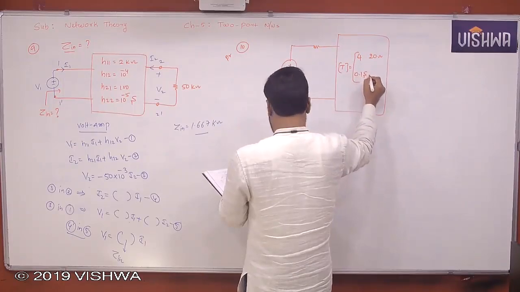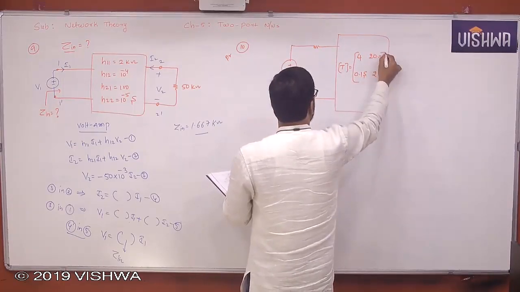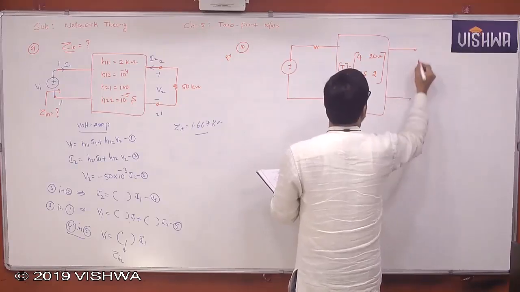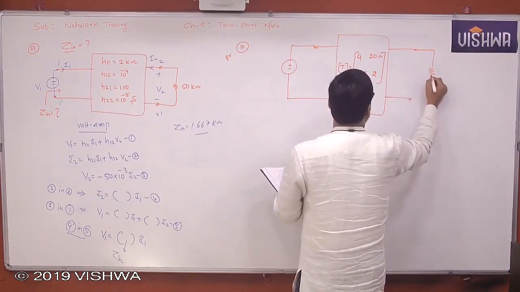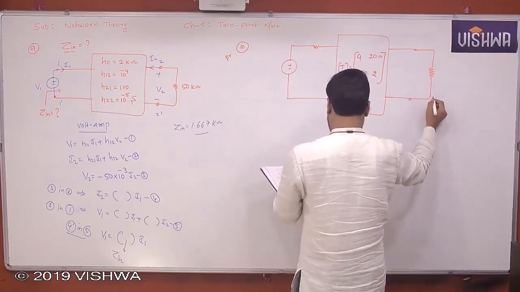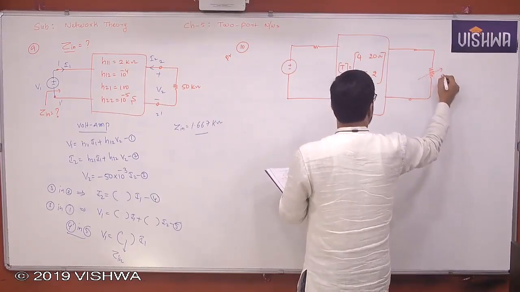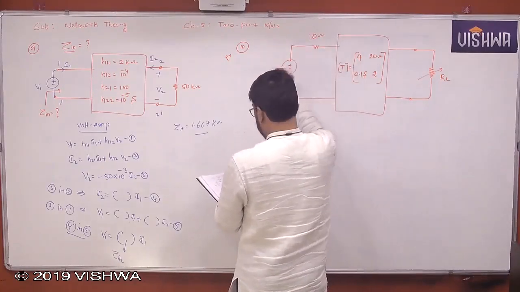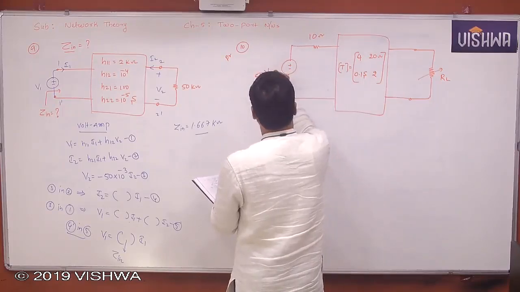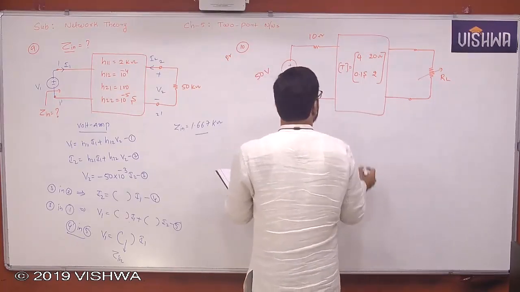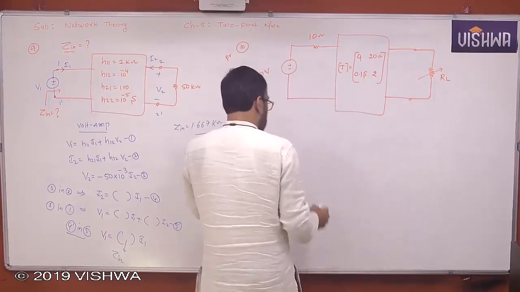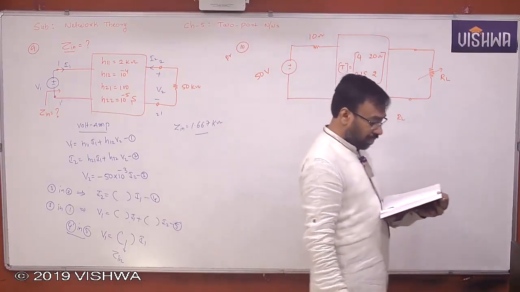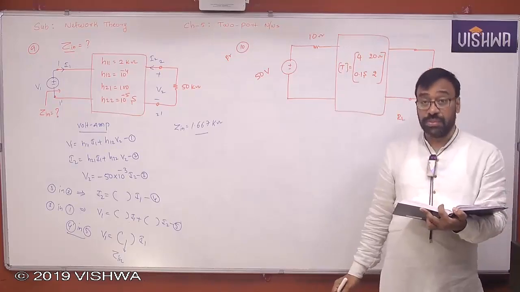.1 Siemens, and this is 2. This is 50 volts. Find RL for which it receives maximum power and also find the maximum power value.